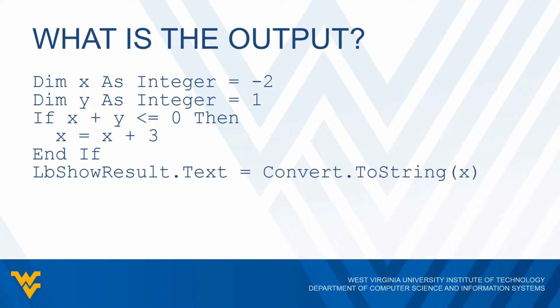Here's another example where our condition is now checking if x plus y is less than or equal to 0. So take a look at the code and determine what is going to be the output in this case.